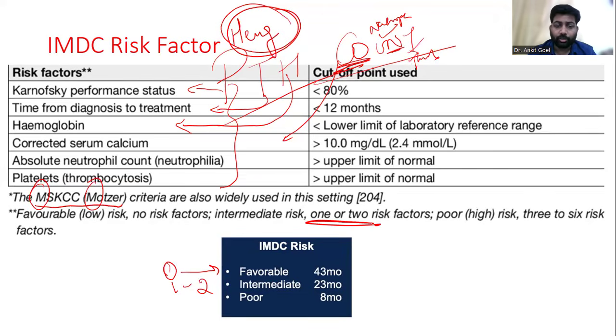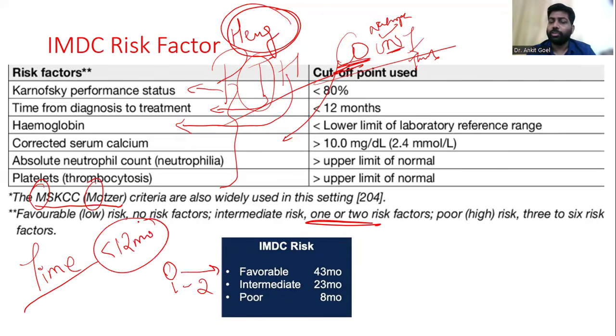Now coming to the favorable risk ones, it's very difficult to find a patient with a favorable risk. Why? Because of the second parameter, that is the time. If a patient presents to you with metastatic RCC, you initiate the treatment within 12 months always. So you always give a score of 1 for that, and the patient comes into the intermediate risk. Time is always less than 12 months, so most patients fall into intermediate risk by default, at least.